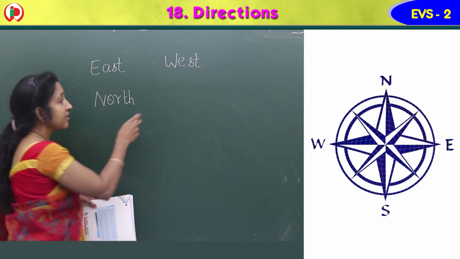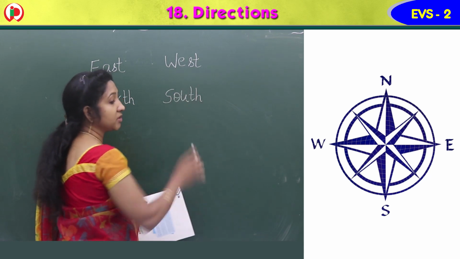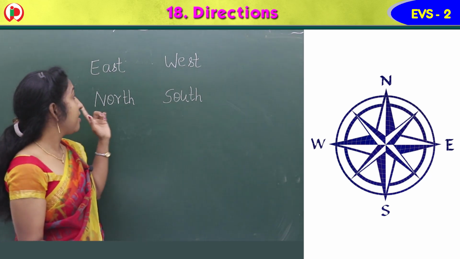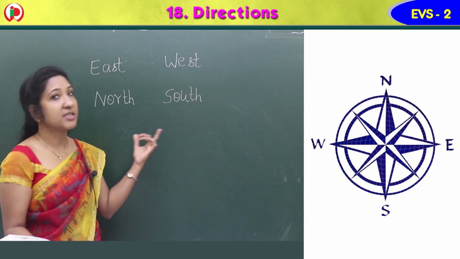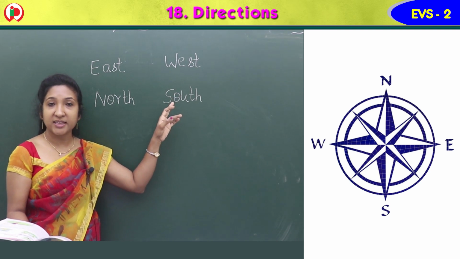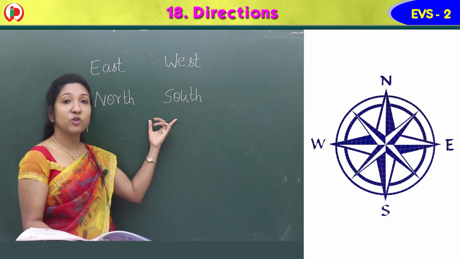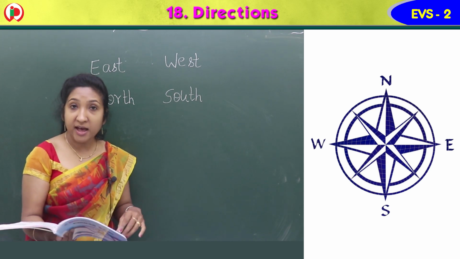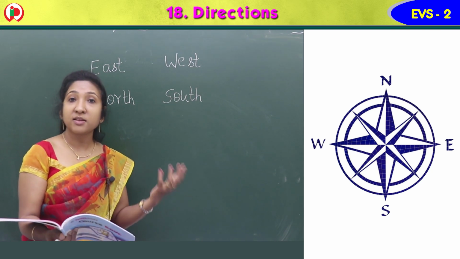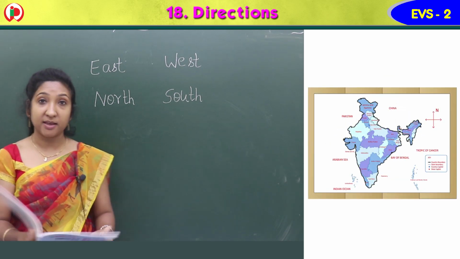N-O-R-T-H, north, then south, S-O-U-T-H, south. So there are four main directions: east, west, north, south. E-A-S-T, east, W-E-S-T, west, N-O-R-T-H, north, S-O-U-T-H, south. So there are four main directions: east, west, north and south. It helps us in reading maps.